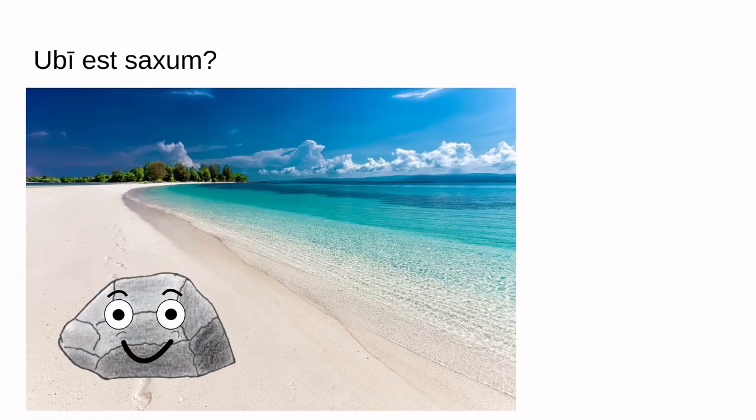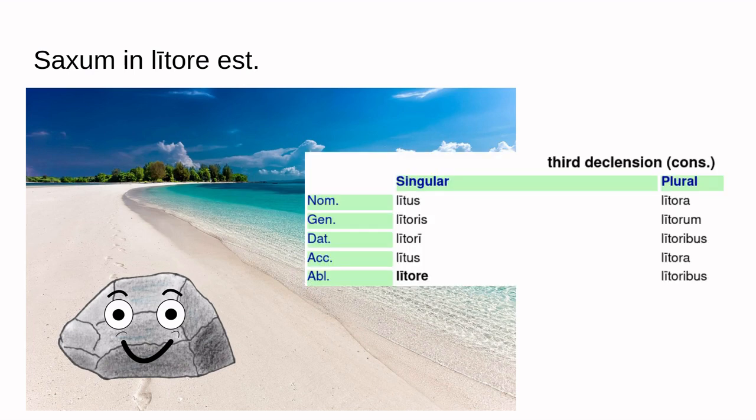And finally, ubi est saxum? Well, this one might be a bit of a surprise. Saxum in litore est. Now, you might think, how on earth do we get from litus to litore? Well, litus is a third declension noun. So again, we're going to look at that genitive litoris, and then the is comes off and the E gets put on at the end.